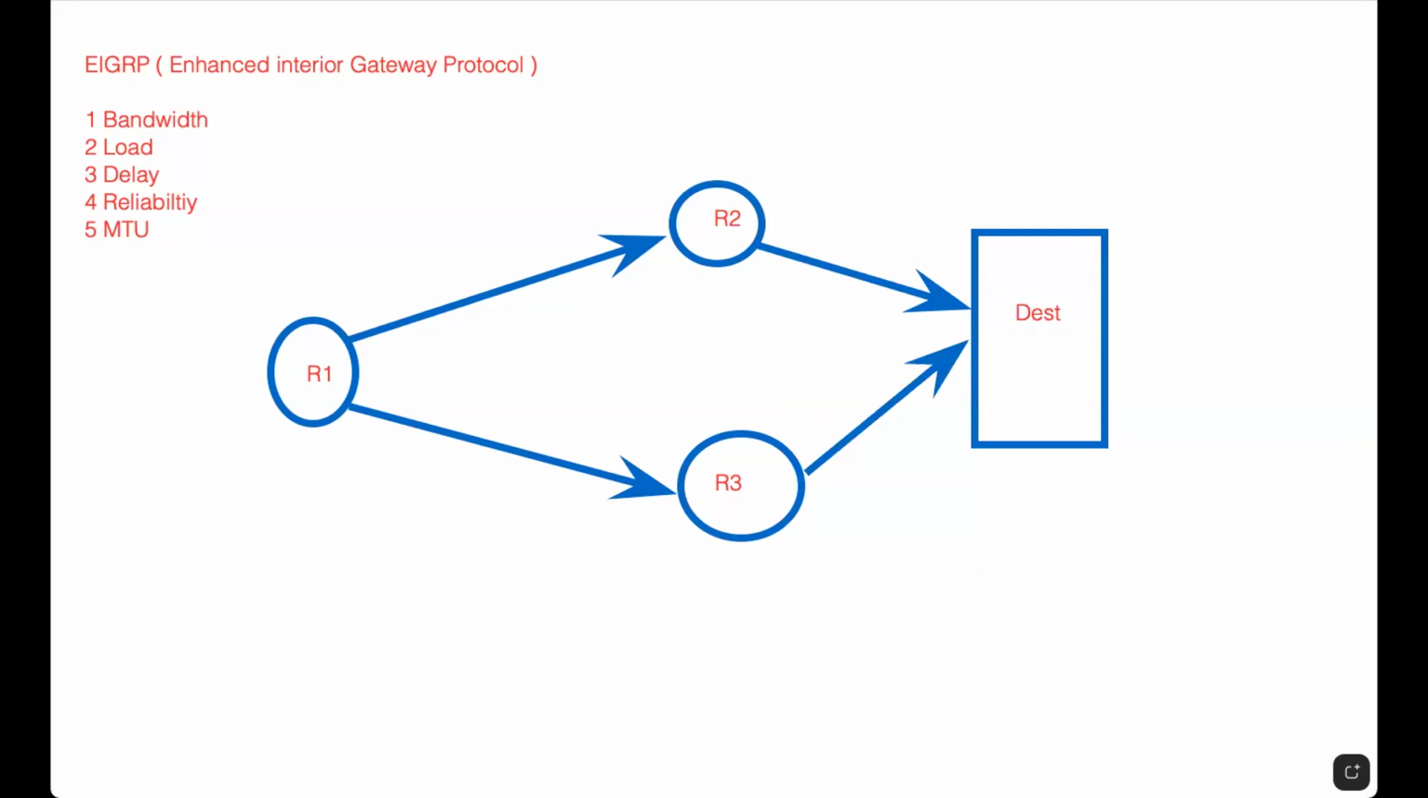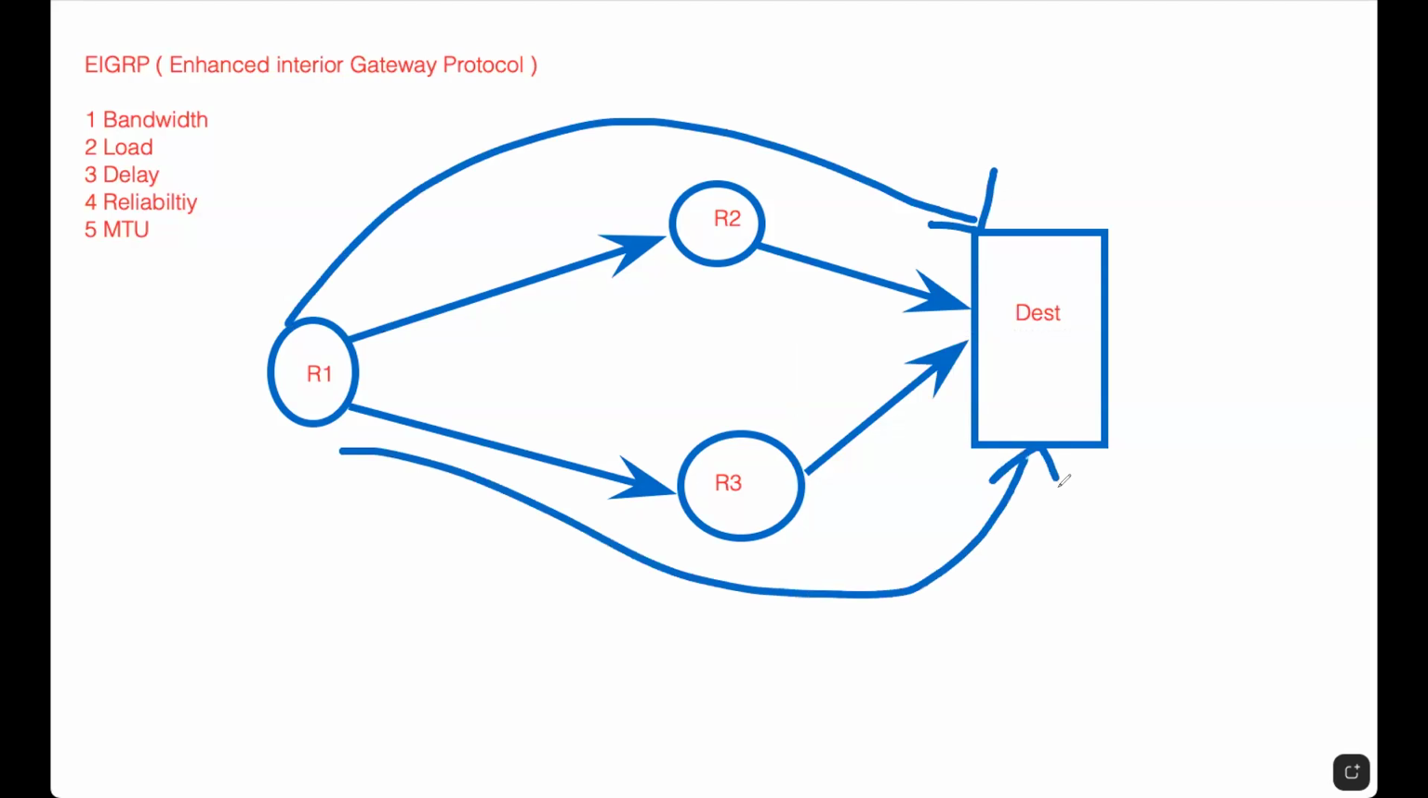Okay, in that case, if the path is taking R1, R2, and then the destination, and R1, R3 to the destination, EIGRP selects the best path by validating all of these conditions. So there is a formula to calculate the EIGRP metric. Just like OSPF uses 10 to the power 8 divided by reference bandwidth, EIGRP also has a formula to calculate the best path. Those will be represented in terms of the K values. K values are nothing but an indicator whether to consider the condition or not.